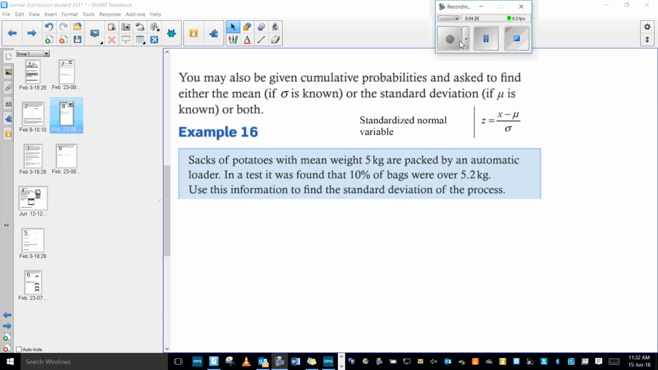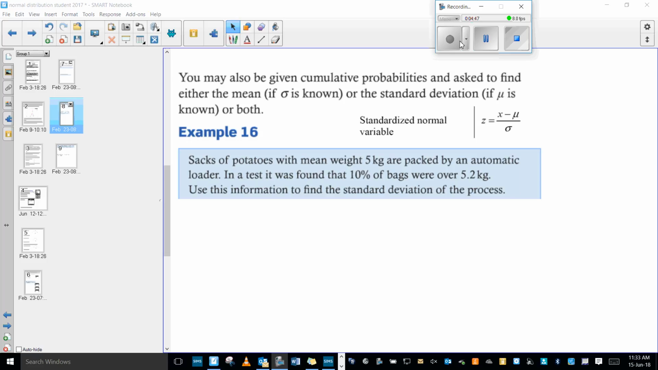Sacks of potatoes with mean weight 5 kilos are packed by an automatic loader. In a test, it was found that 10% of bags were over 5.2. Use this information to find the standard deviation of the process. Okay, what are we going to do first? Draw a graph. Nice. We're going to do that for all of them.